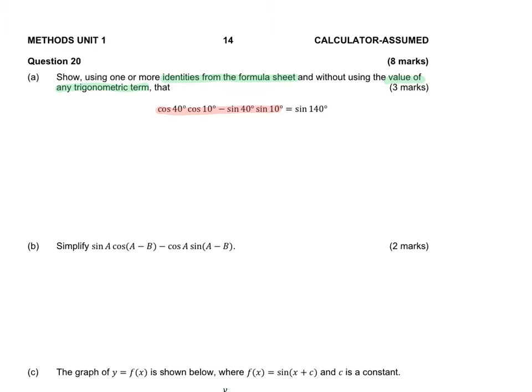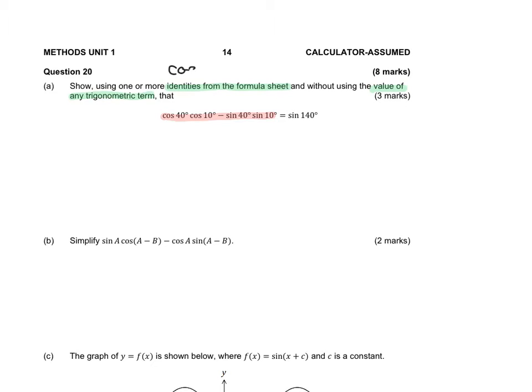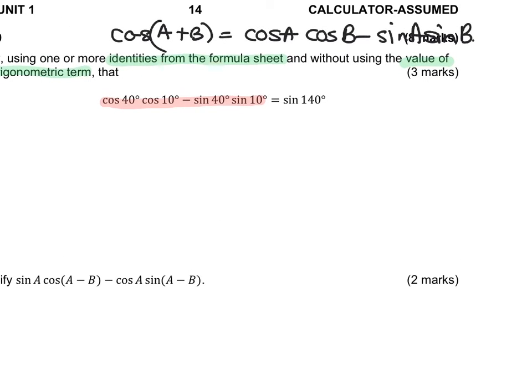So what I see is that cos of A plus B equals cos of A, cos of B minus sine of A, sine of B. So what that tells me is, if I look at this, this equals the cos of 40 plus 10. Okay?